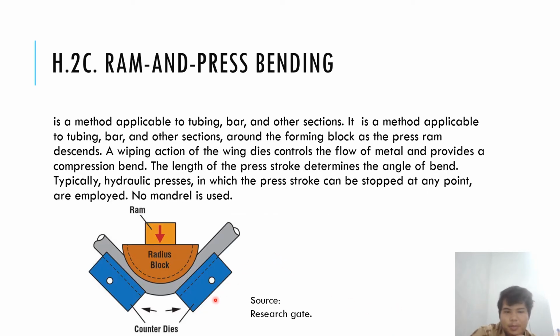Clamp and press bending is a method applicable to tubing, bar, and other sections. The workpiece is bent around the forming block as the press ram descends. With the wiping action, the wiping dies control the flow of the metal and provide a compression bend. The length of the press stroke determines the angle of the bend. Typically, hydraulic presses in which the press stroke can be stopped at any point are employed.